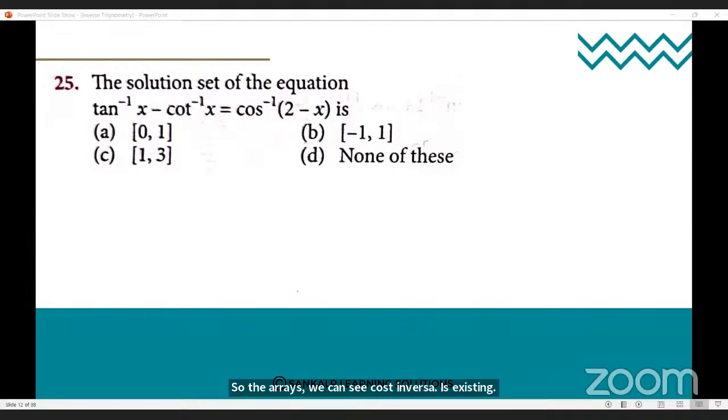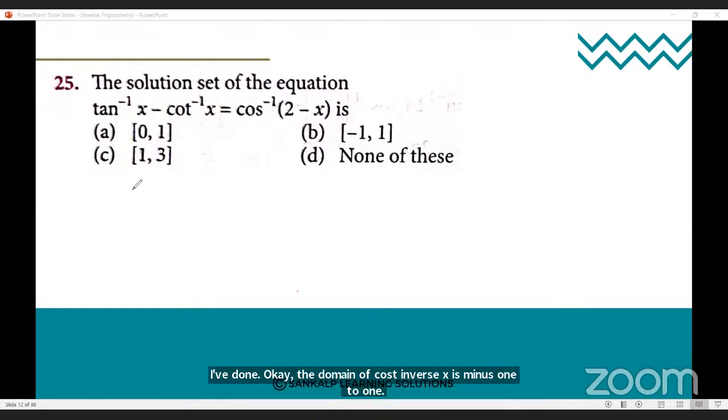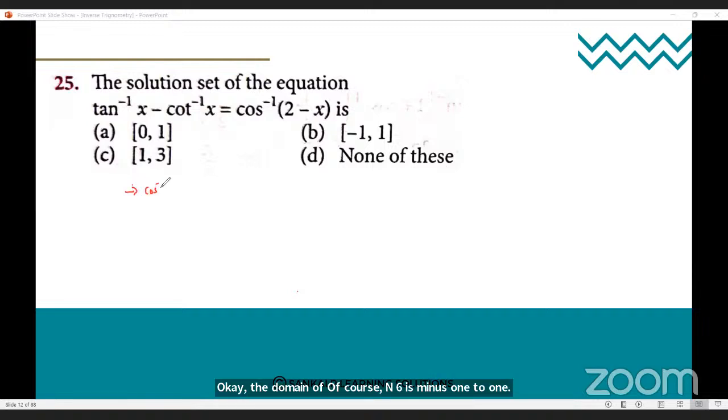This RHS part will exist in what interval? Again we need to consider the domain of cos inverse. The domain of cos inverse x is minus 1 to 1. So when we simplify this, we can consider 2 minus x. This 2 minus x is greater than or equal to minus 1 and less than or equal to plus 1.